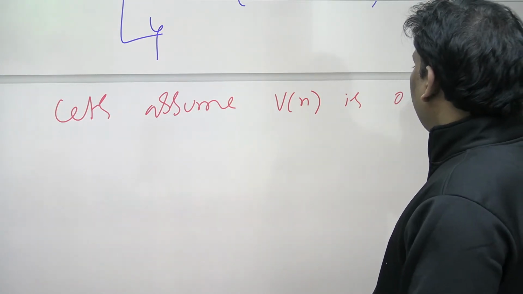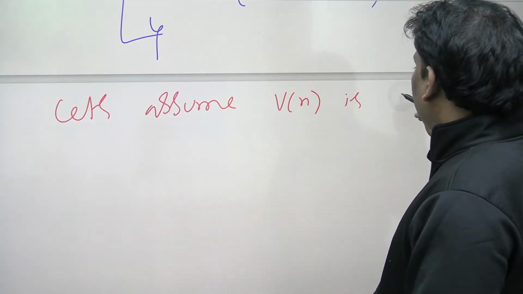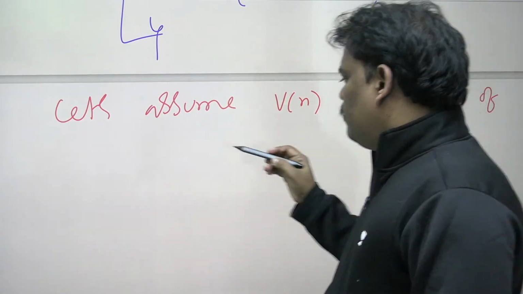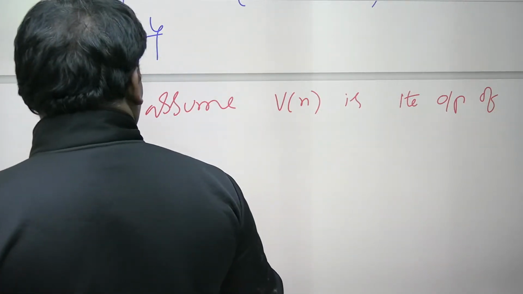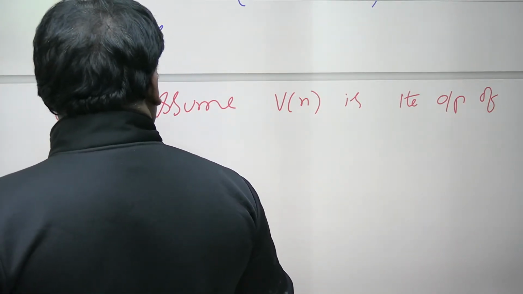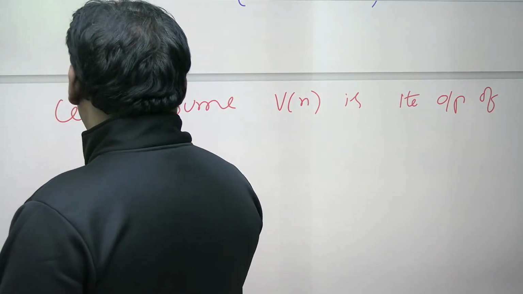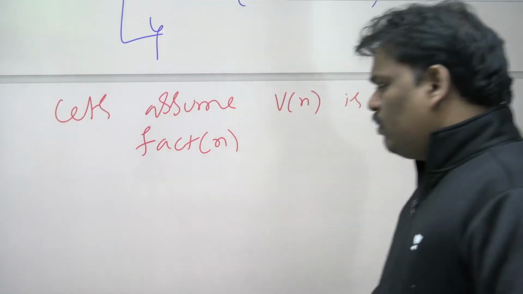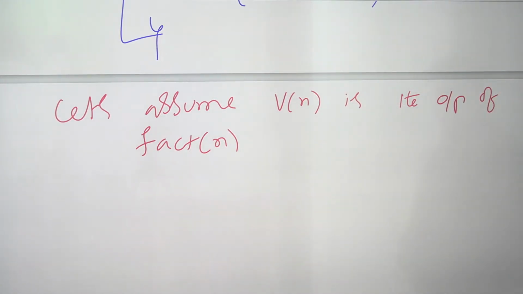Let's assume V of n is the output of fact of n. Right? Careful, this line is very important. Let's assume V of n is the output of the factorial of n.